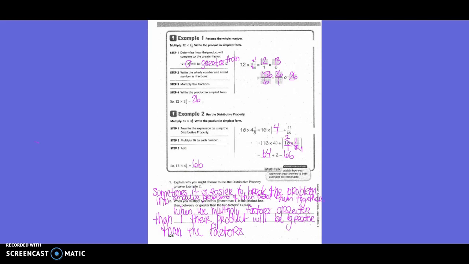Number 1, explain why you might choose to use the distributive property to solve example 2. Sometimes it is easier to break the problem into smaller problems and then add them together. Number 2, when you multiply two factors greater than 1, is the product less than, between, or greater than the two factors? When we multiply factors greater than 1, their product will be greater than the two factors.